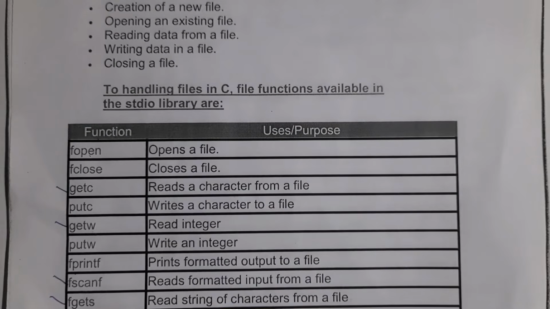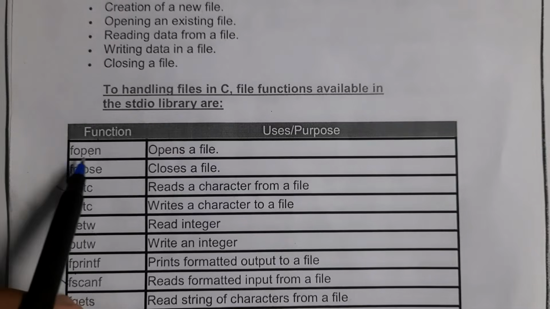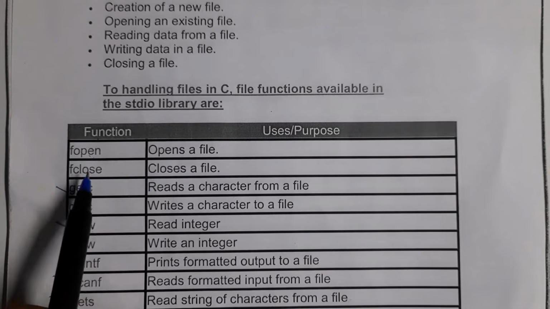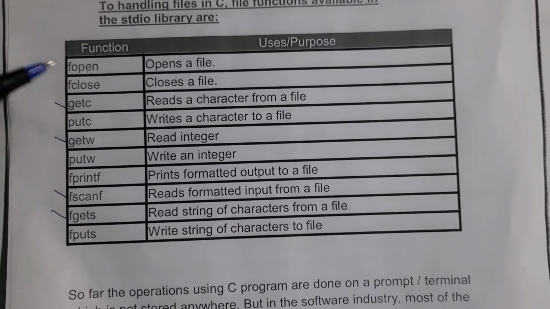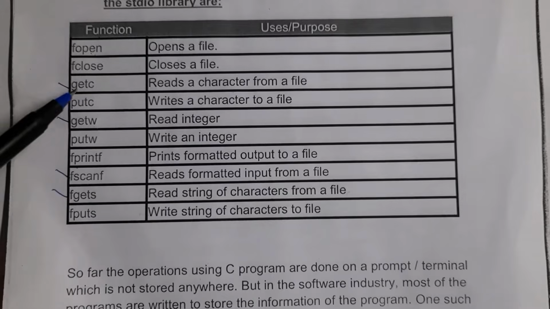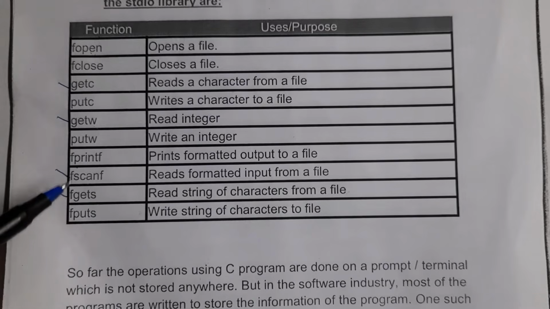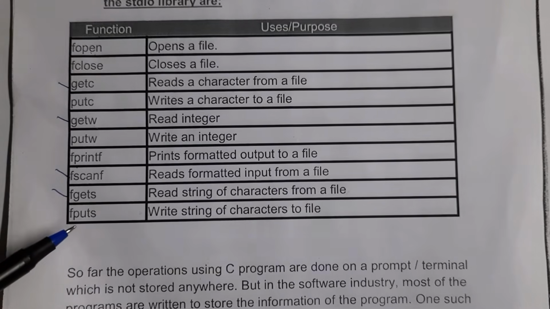In order to open a file, you need to use the fopen function, and in order to close a file, you need to use the fclose function. By using getc, getw, fscanf and fgets, you can read file information. Reading file information means whatever text is present inside a file, you can see that text on our output screen. We call it reading a file. And by using putc, putw, fprintf and fputs, you can add text to our file.